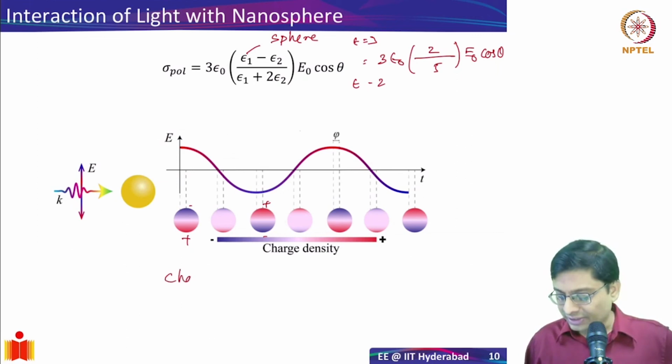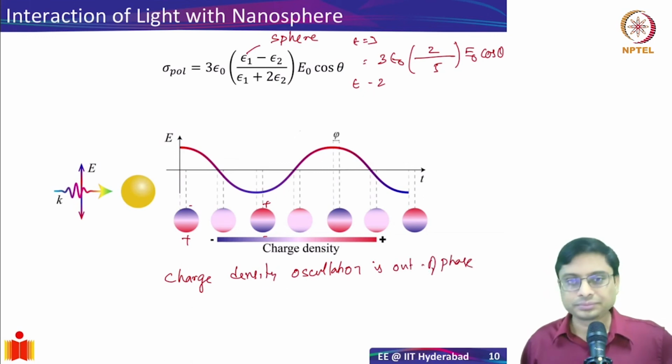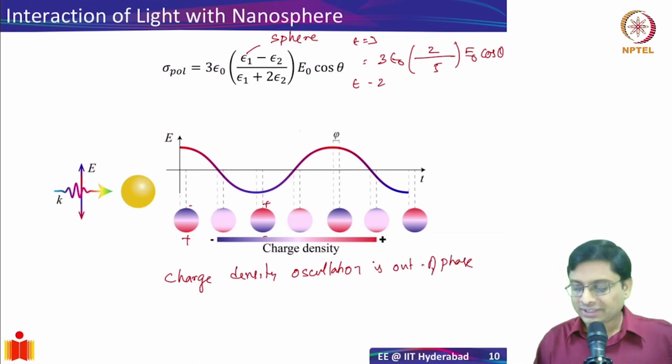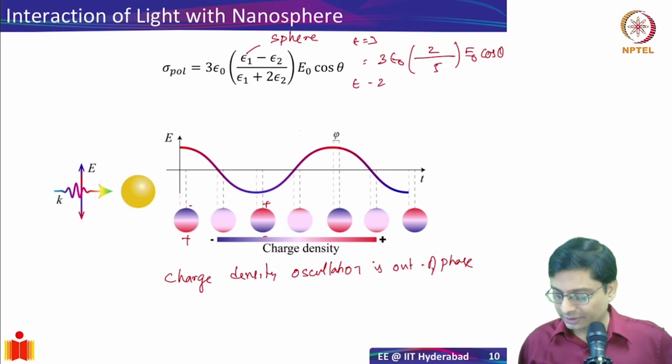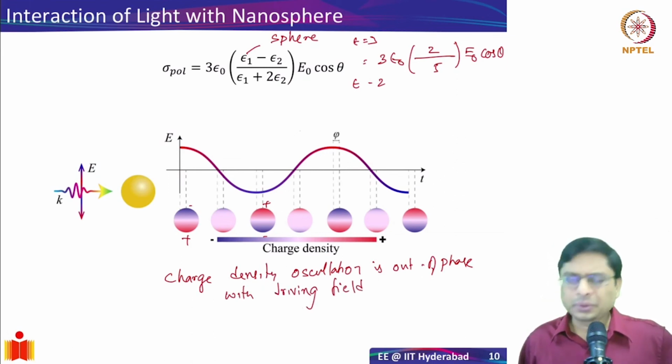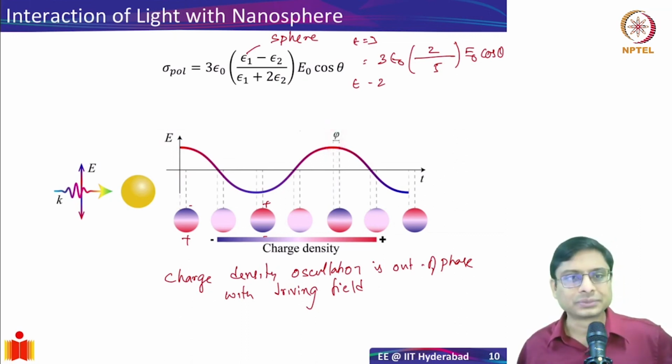So basically, the charge density oscillation is out of phase. You'll see that there's a negative term that comes in. All right. So that's why it happens: out of phase with the driving field. And if you go slightly out of resonance, slightly away from the resonant frequency omega naught, there will be an additional phase lag that is being captured by this term phi. All right. So this is how the plasmon resonance looks.